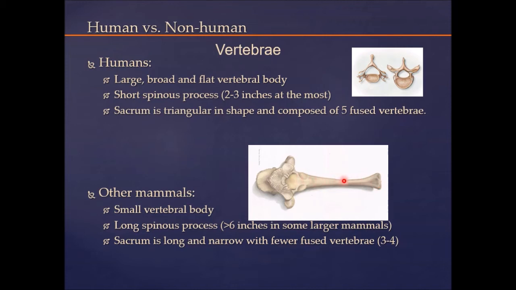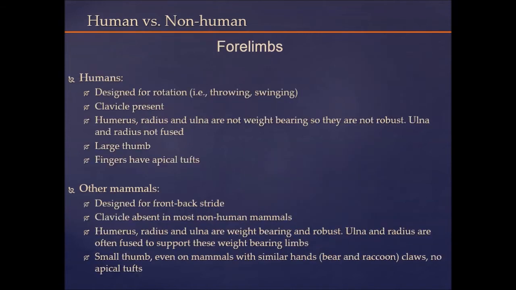Quadrupeds, this is their spinous process. It's very elongated. You'll see this elongated spinous process on a lot of fish as well. It's because they're supporting a lot of muscle with that bony extension. We are not. Okay? The forelimbs. Humans' forelimbs are designed for rotation, for throwing, swinging, moving, swinging hand over hand. We can climb on monkey bars, things like that.